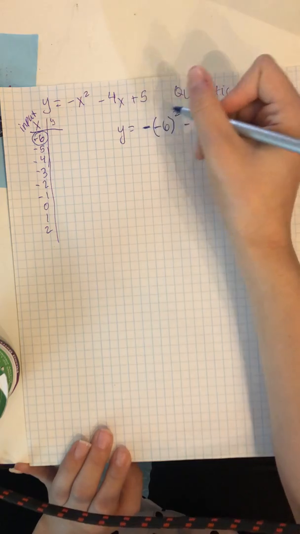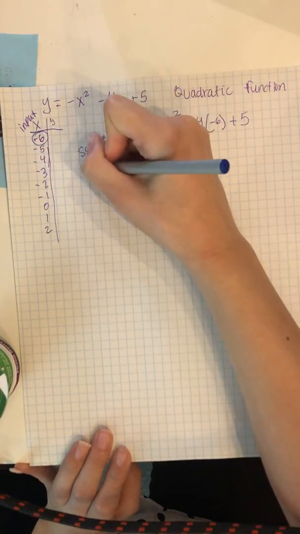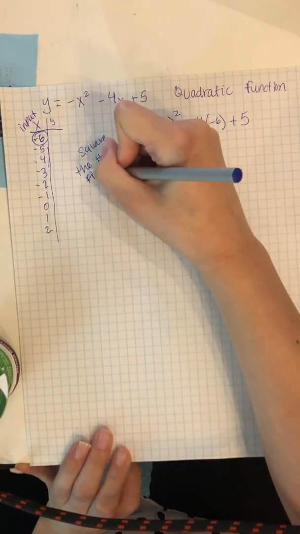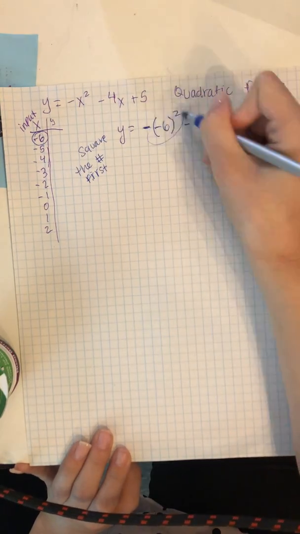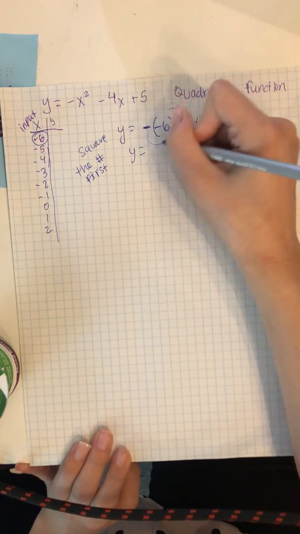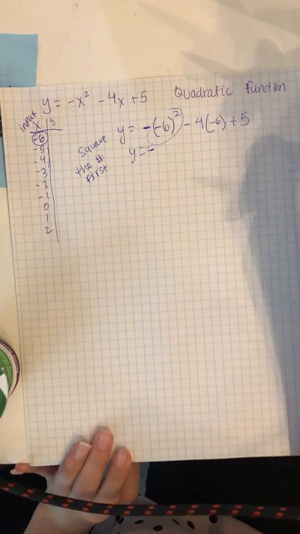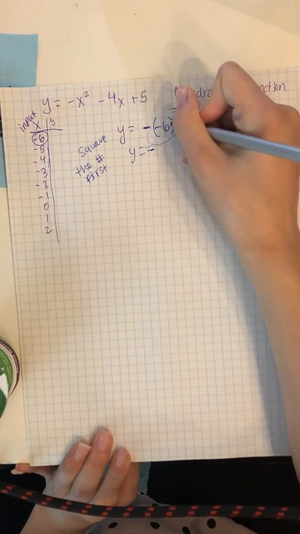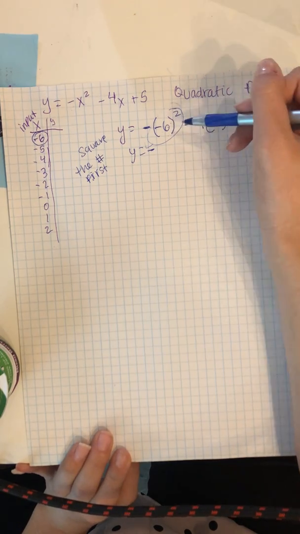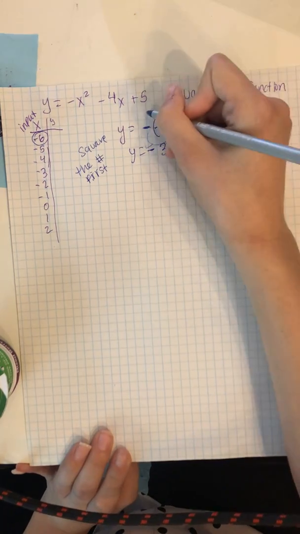Okay, so this is the big part. You need to square the number first. Okay, so right here you are going to square -6 times -6. So I'm going to drop down this negative that's right here. I'm just going to drop it down because I'm not using it yet. And then I'm going to square -6. So -6 times -6 is positive 36, because a negative times a negative is a positive.